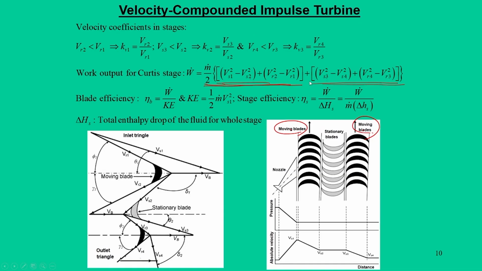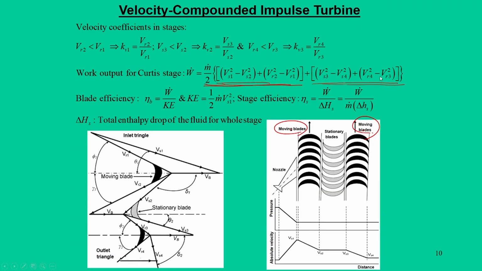So, this work gets added up, that means we are recovering the work in a staged manner. So, this gives a higher power output. So, this is how the Curtis stage of recovering power from the steam is all about.